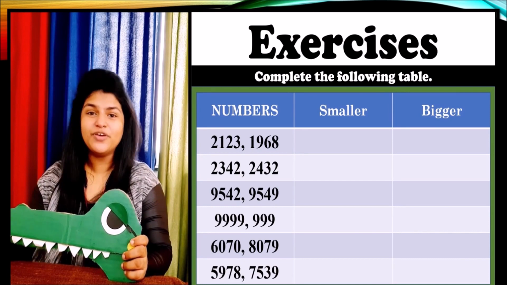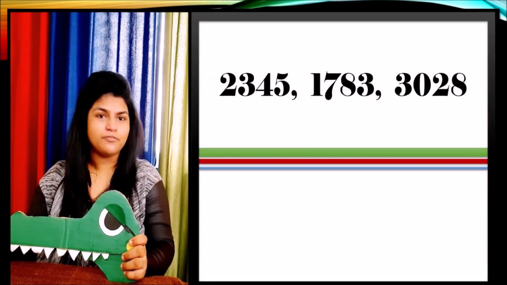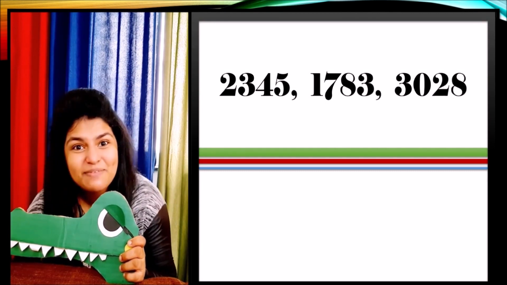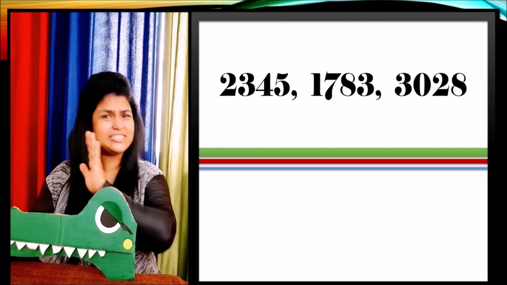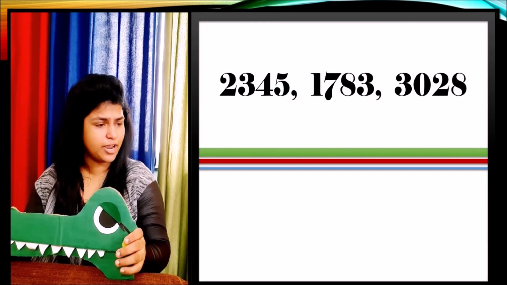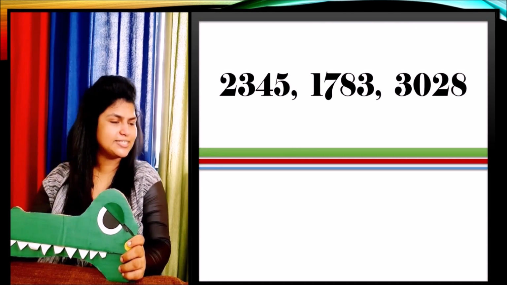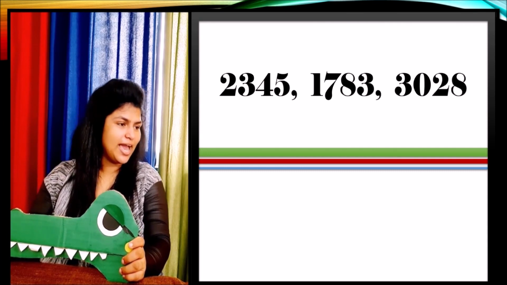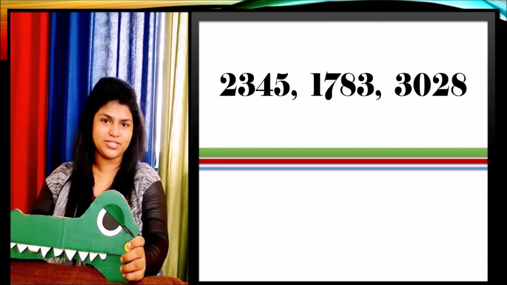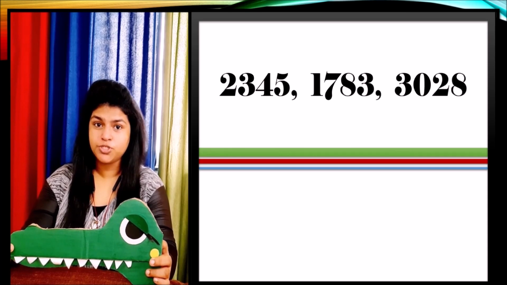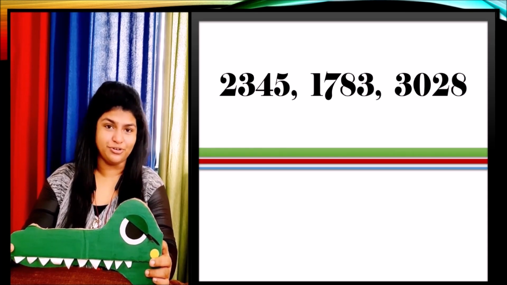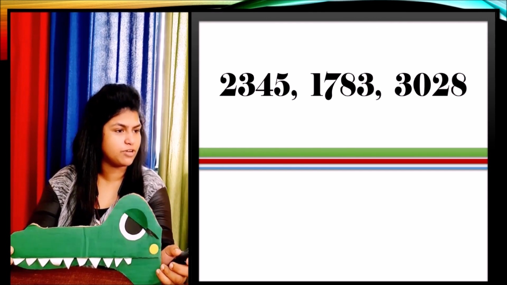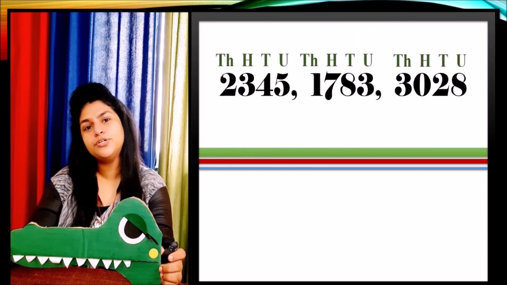Okay, so now moving on to the next one. Well, you compared two numbers, right? Now how about we compare three numbers? It's the same rule that we have to follow, alright? So we have three numbers, that is 2345, 1783 and 3028. Now, first and foremost, what are you going to do? You're going to write the Urdu code. So here goes the Urdu code for all the three numbers. And then what do you do?